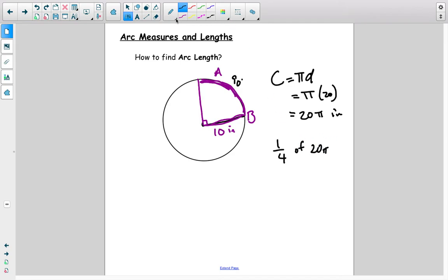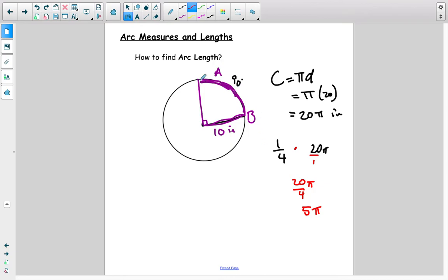And in math, typically of, not always, but typically of is multiplication. So I'm going to take a fourth times 20 pi. If you know how to multiply fractions and whole numbers, you just end up multiplying straight across. Put this over 1, multiply straight across, you get 20 over 4. Put pi there. Which means the answer is going to be 5 pi.